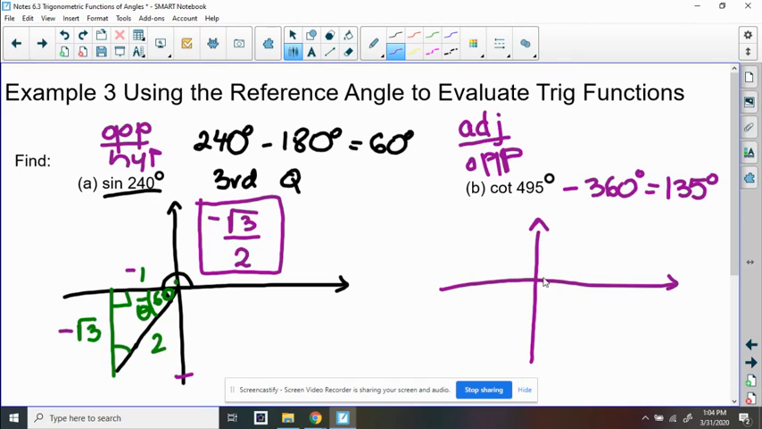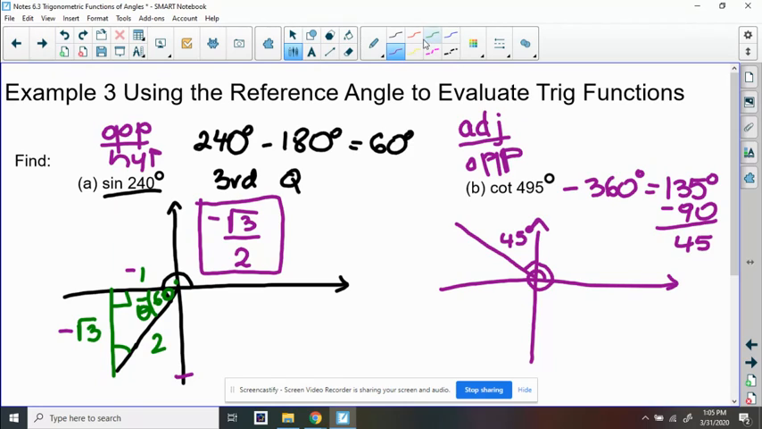So we went around the circle once, and then we have 135 degrees more to go. So where does that put us? We know that we went around 90, right? This is 90. So 135 minus 90 is 45. So that means to complete our angle theta, we went just 45 degrees more here, right? This is 45 degrees. So that's the whole angle of 495.